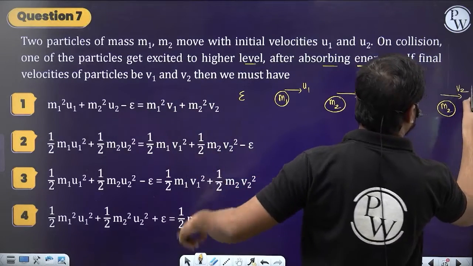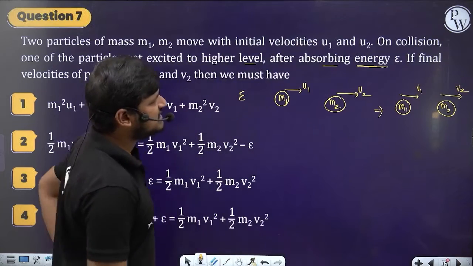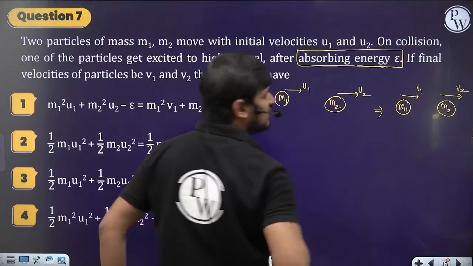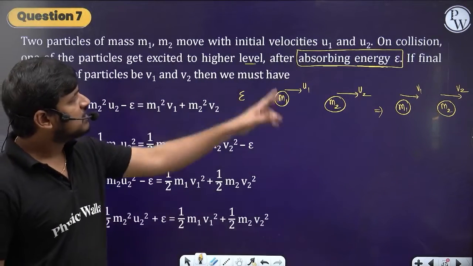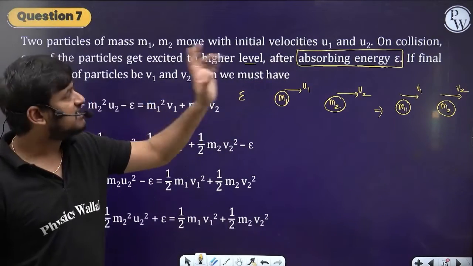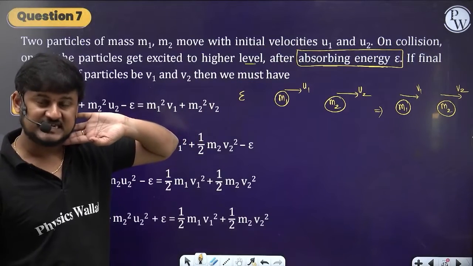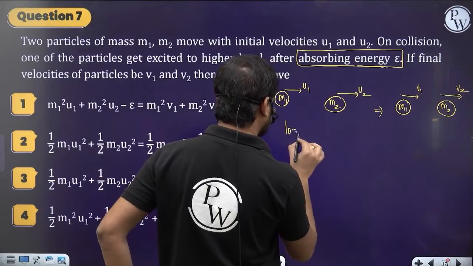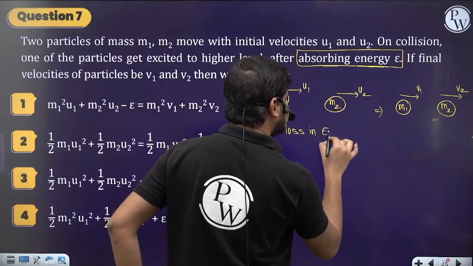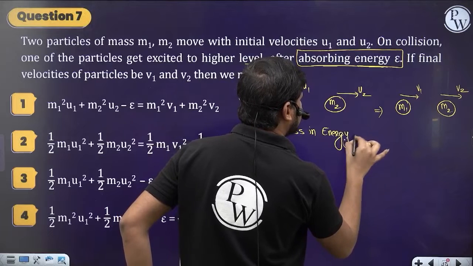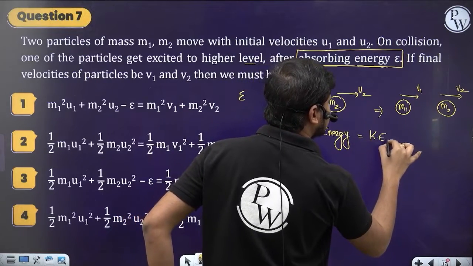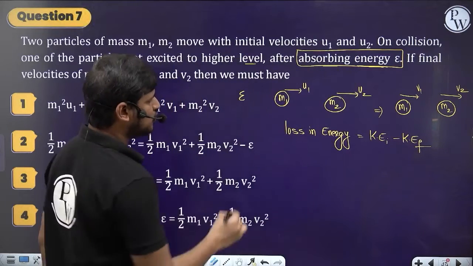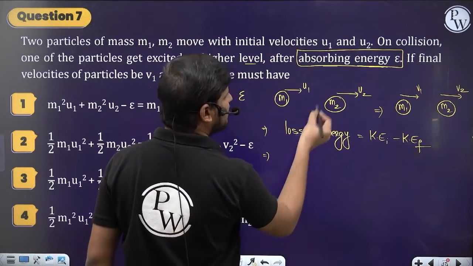v2. So what is this absorbing energy? What is this concept of absorbing energy? It's absorbing some energy, epsilon, which means there is some loss in energy. Understanding? So the loss in energy is equal to the kinetic energy initial minus the kinetic energy final. Yes or no? So now, what is the loss in energy they gave according to the question?